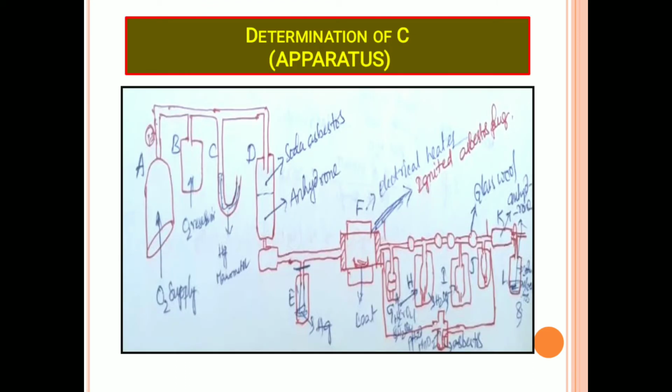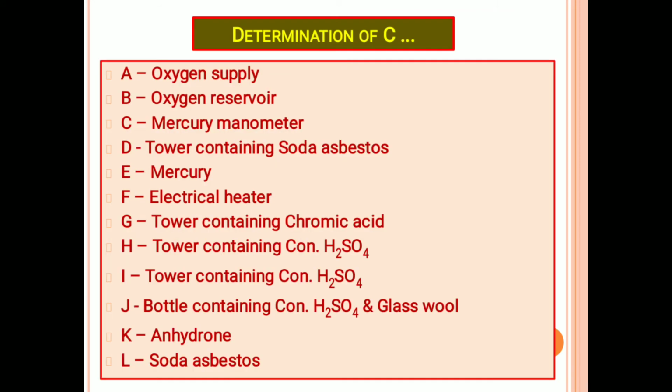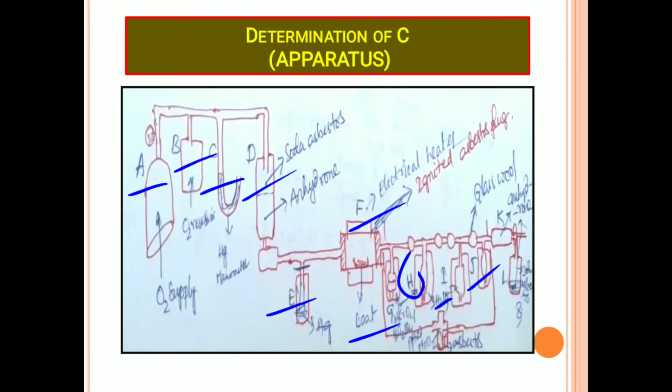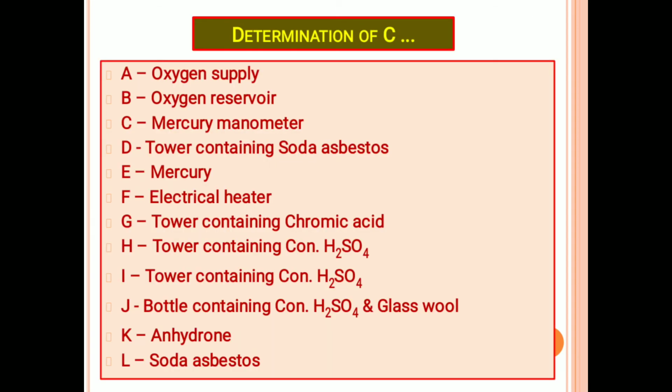So let's go with the determination of carbon. You can observe the apparatus like this. Here you can observe the parts A, B, C, D, E, F, G, H, I, J, K, L, like that. So I will give you more knowledge about the apparatus. In this slide, is it clear? This is the apparatus used to determine the carbon which is present in steel.